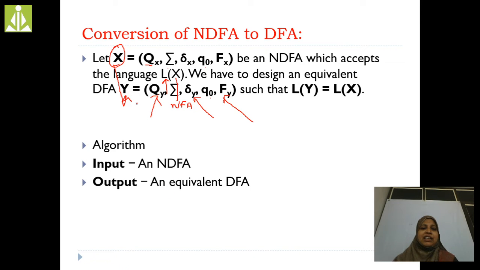Now for this case, what is the algorithm? An algorithm means a step by step procedure to solve the given problem, right? What is the input for the conversion of NDFA to DFA? My input is an NDFA. By using this NDFA, I am going to develop a DFA for the given NDFA, right?